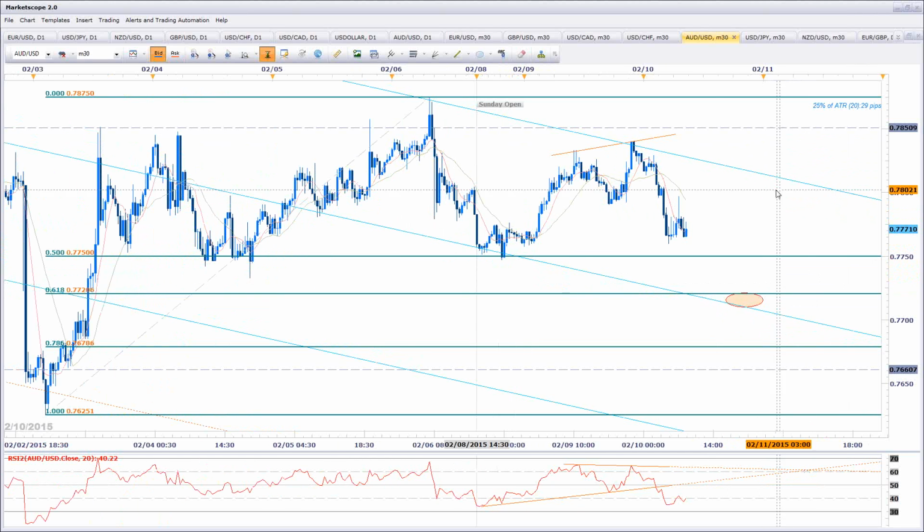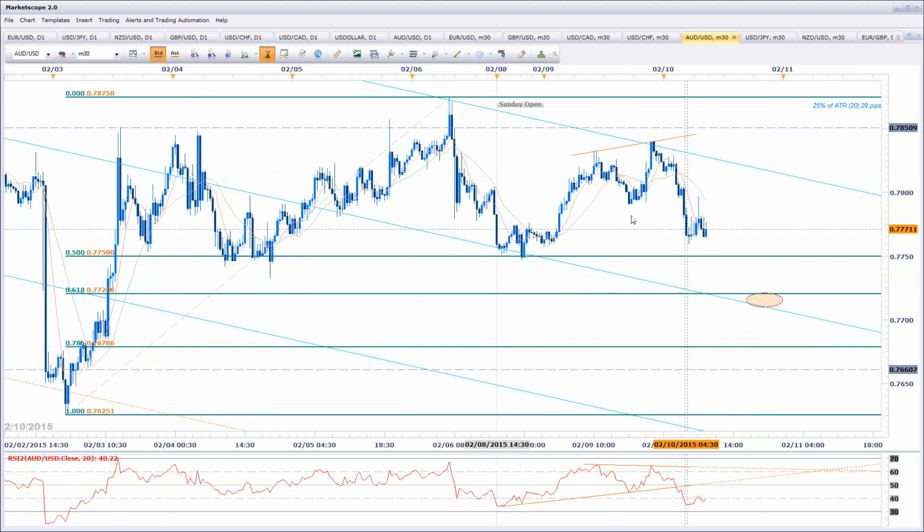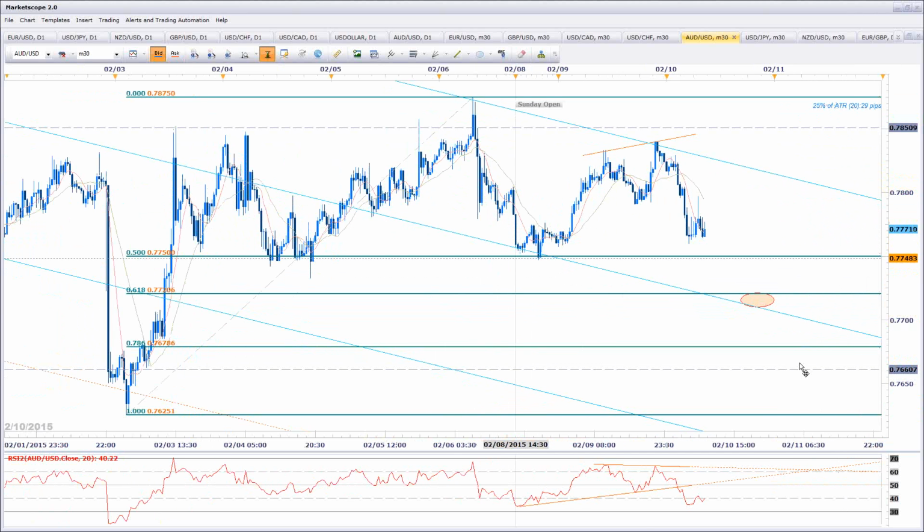Again, as you head into Thursday, you do have Aussie employment data, usually a nice mover on the Aussie for that release. So keep that in mind for those of you who are on that position.